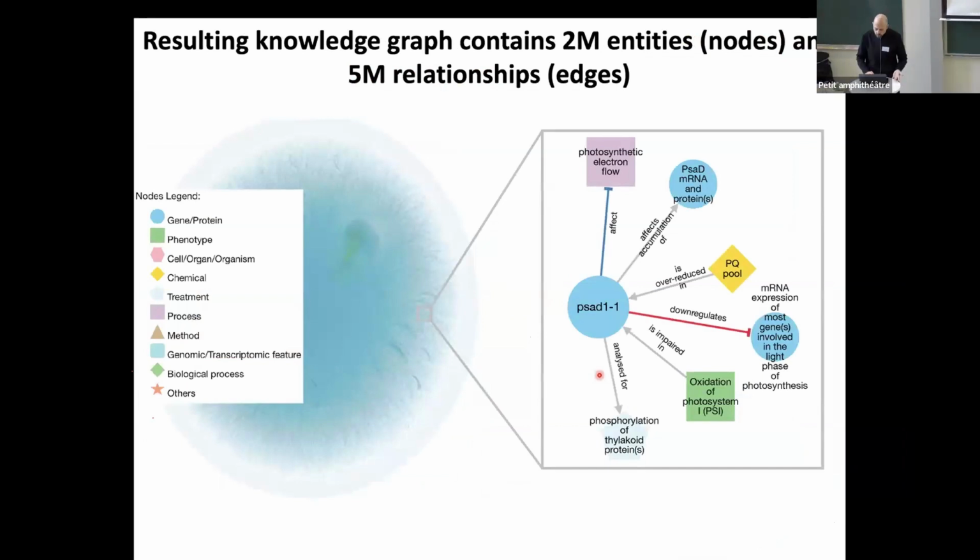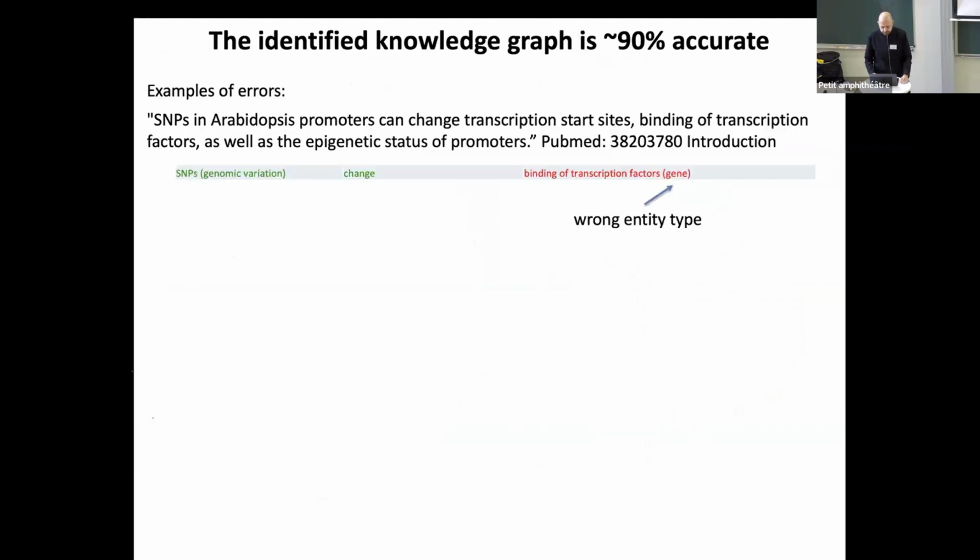So this is the knowledge graph where the entities can be genes. They can be also phenotypes, organs, metabolites, chemicals, basically whatever. And they are connected by edges showing the relationship. So for example, here we see that PSAD1-1 mutant downregulates mRNA expression of genes involved in photosynthesis. While this mutant was analyzed for phosphorylation of thylakoid proteins in some paper. So in total, we extracted 2 million entities, and we found around 5 million edges between those entities.